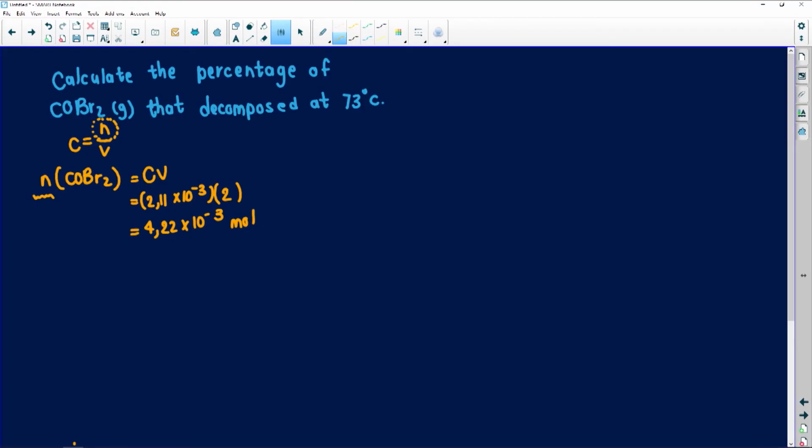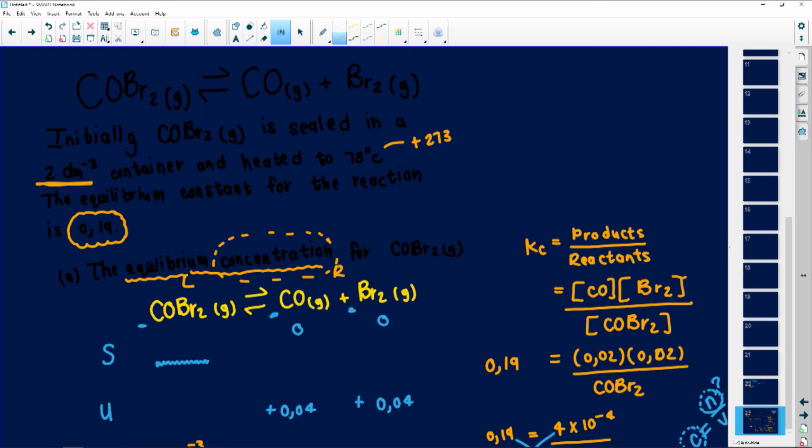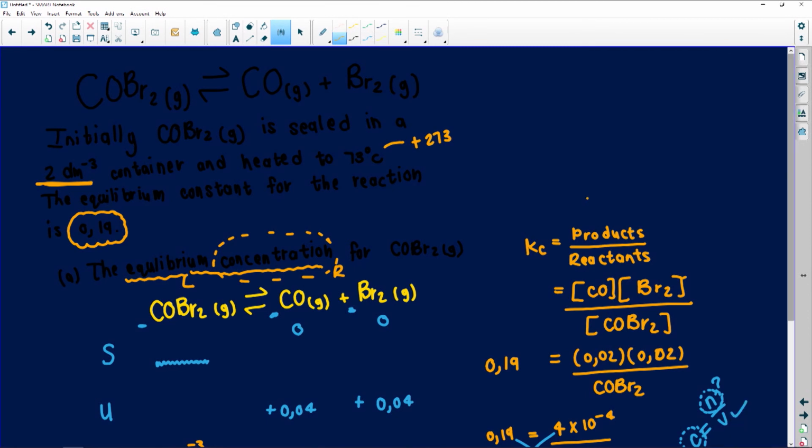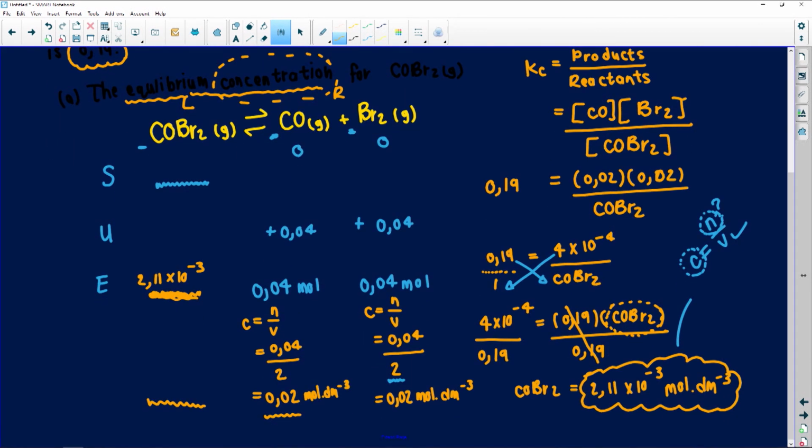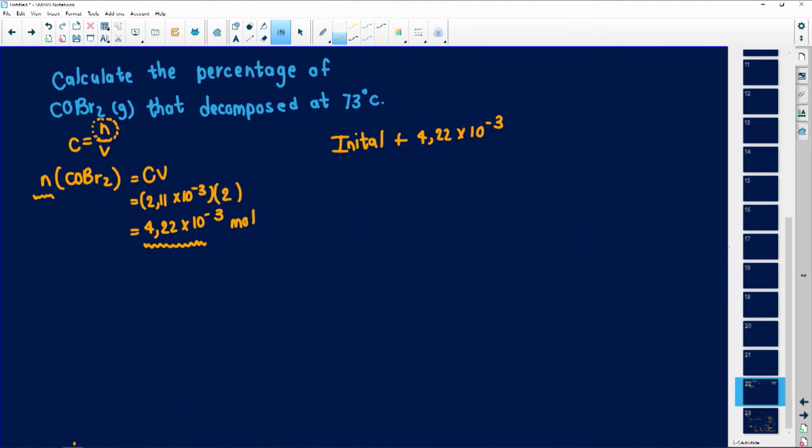So now that I found the moles of this, I'm just going to work here. I'm going to say initially, what did I have? Plus, I'm also going to add what I just worked out now because now these are my moles at equilibrium, which is 4.22 times 10 to the negative 3. Initially, if we go back to our question, remember we spoke about mole ratios, that if everything is in a ratio of 1:1:1, we're going to use this mole ratio. So that's where I'm getting this answer from.